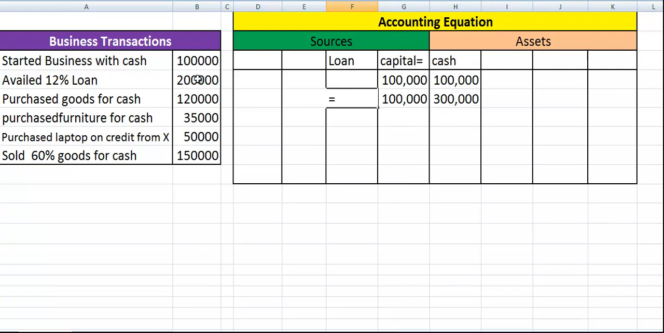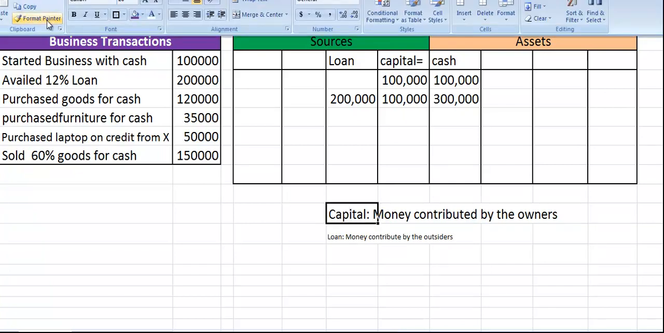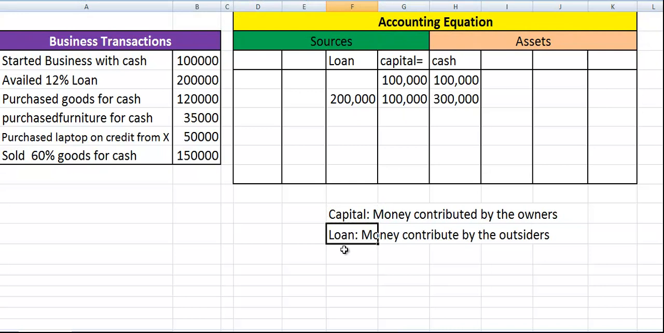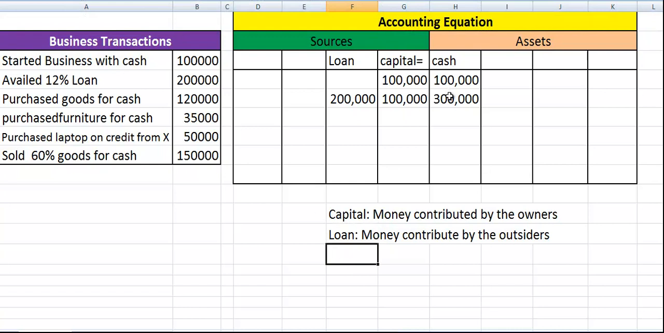So loan is 200,000. So loan and capital, as I mentioned, capital is money contributed by the owner, money contributed by the owners, and in this case the shareholders. And the loan is money contributed by the outsiders. So both are sources. One is contributed by the owner, the other is contributed by the outsider. So therefore the business is having 300,000 as of now.